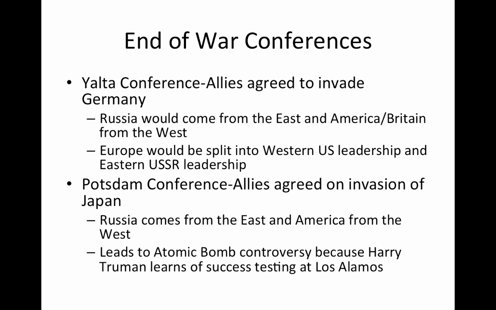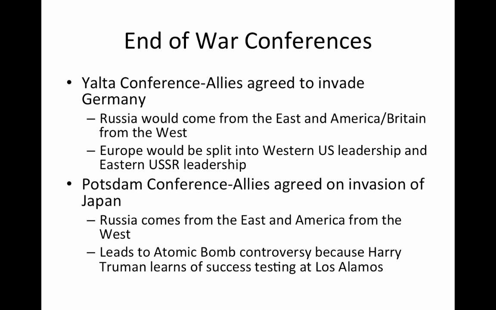The end of the war conferences. By the end of the war, there were a series of conferences that took place, and the most important are the Yalta and the Potsdam Conference. At the Yalta Conference, the Allies agreed to invade Germany. Russia would come from the east, and America and Britain from the west. Europe then would be split into two sections, Western U.S. leadership and Eastern USSR leadership. This is so important because it establishes the problems that are going to happen at the Potsdam Conference.